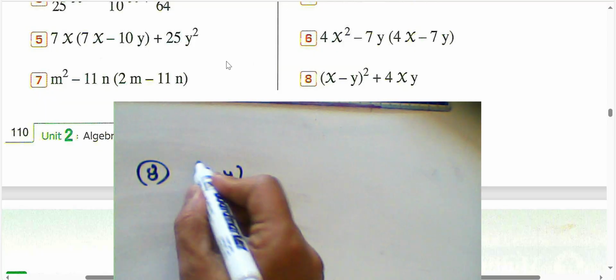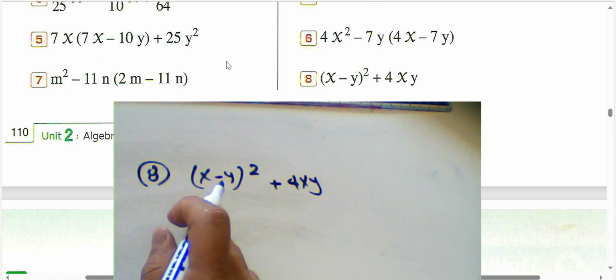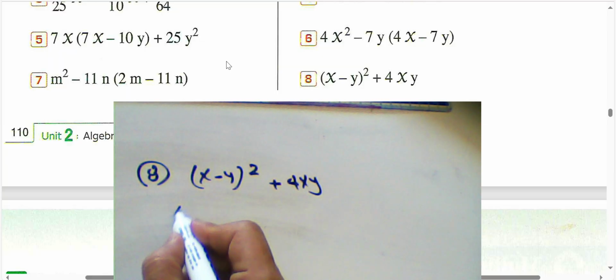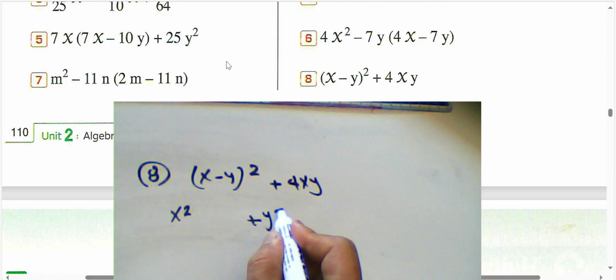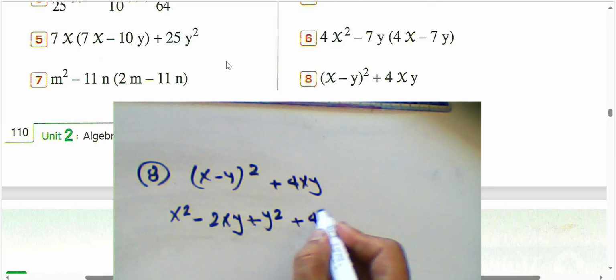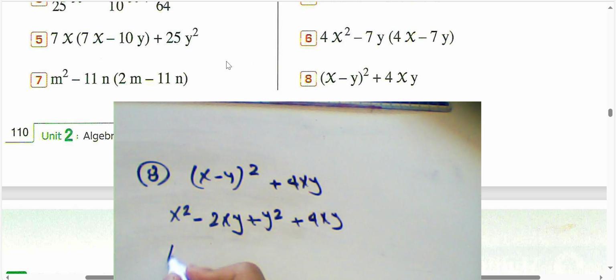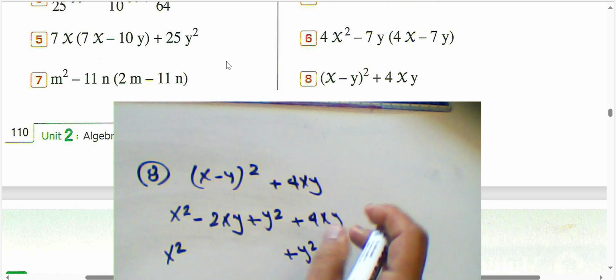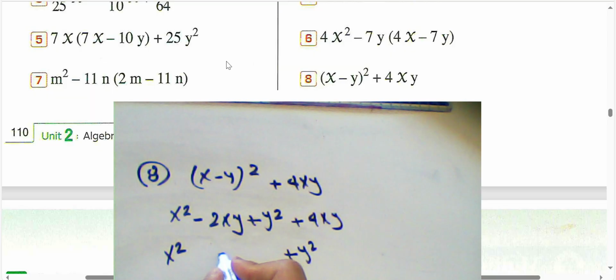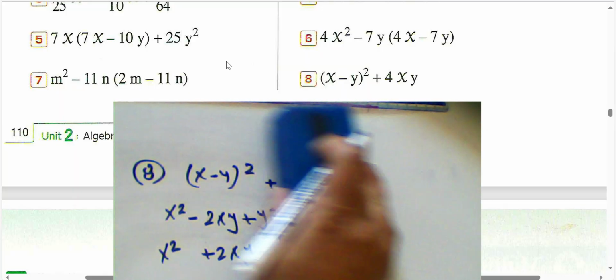(x minus y) all power 2 plus 4xy. We can raise this number in simplest form. x power 2, and negative y power 2 will be y power 2, and in the middle 2xy. Plus 4xy. We have similar terms here, we can add them together. x power 2 and also y power 2, and 4xy plus negative 2xy will be 2xy. We can raise this number in simplest form. Square root of the first and the third, and raise the sign between them, here positive.